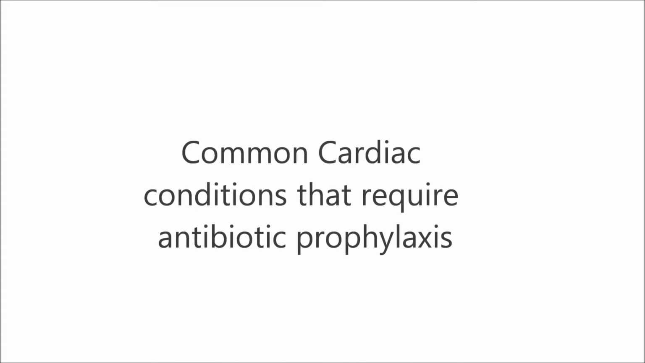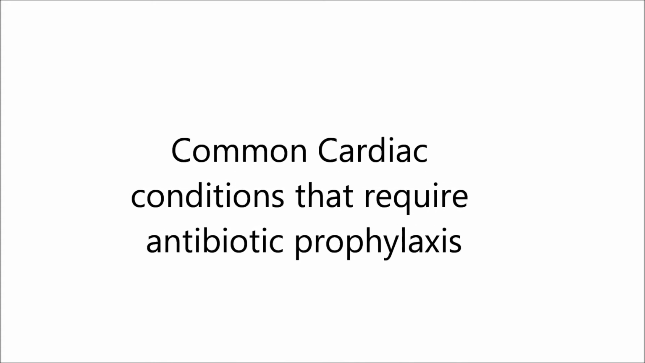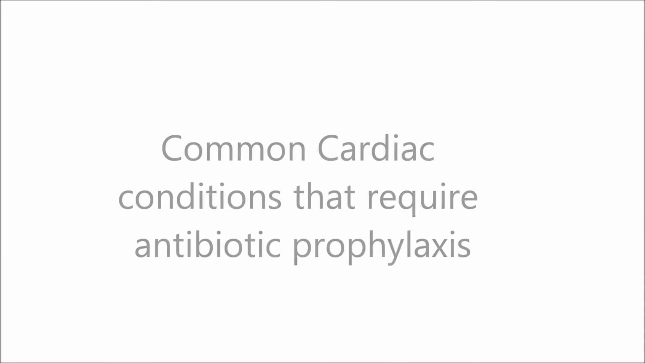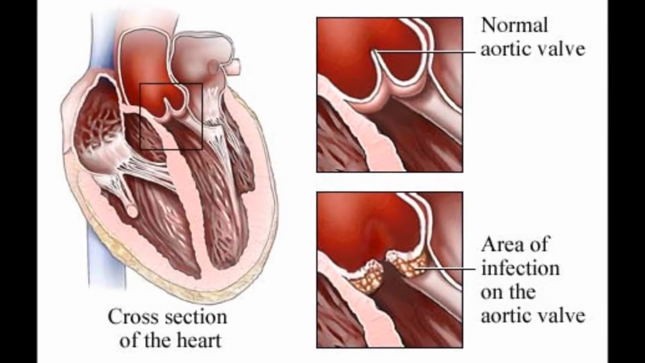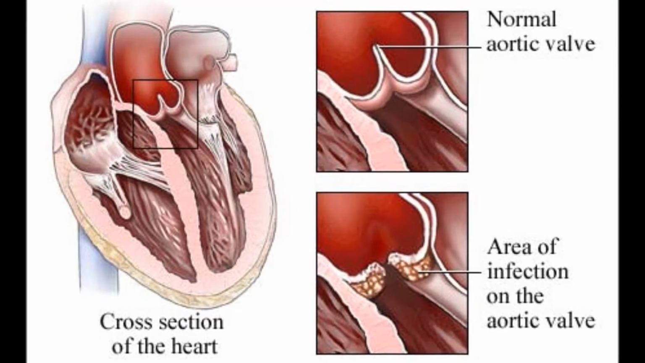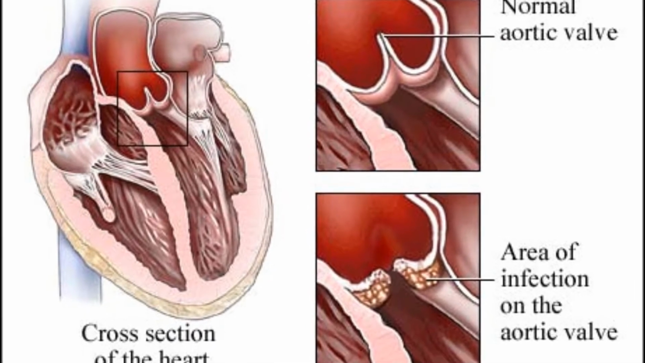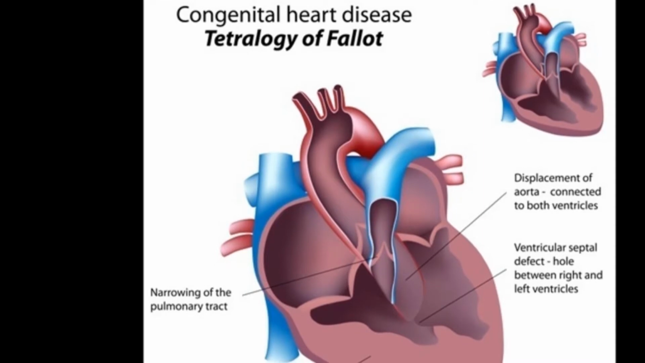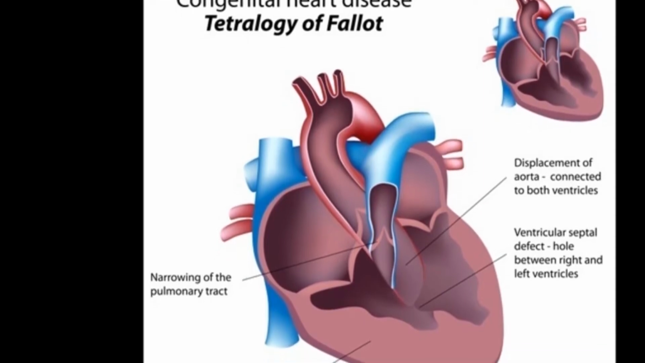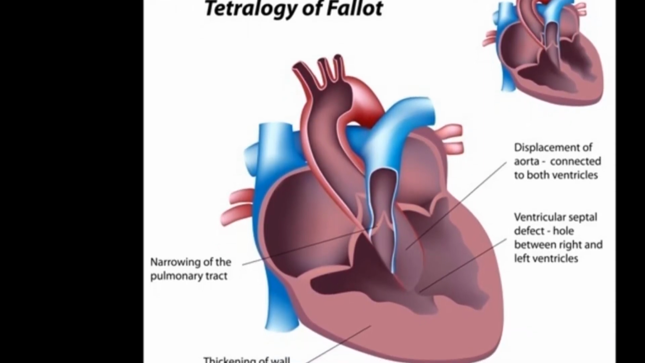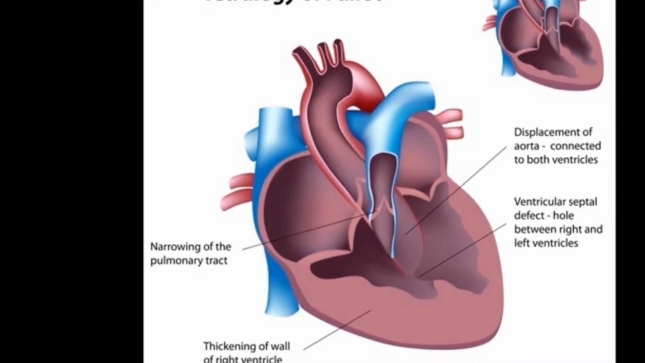Before starting with the drug regimens, let me list out the cardiac conditions associated with the highest risk of adverse outcome from endocarditis. They are previous infective endocarditis, congenital heart disease like unrepaired cyanotic CHD, completely repaired cyanotic CHD, and patients who have undergone cardiac transplantation and who develop cardiac valvulopathy.